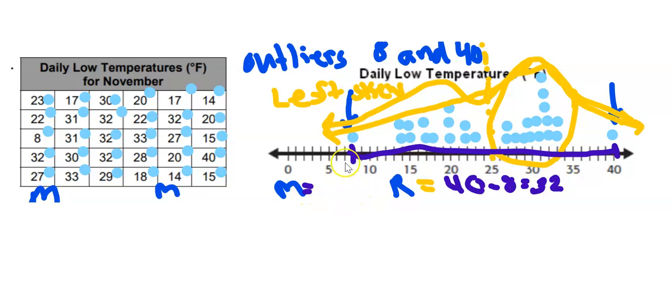Mode is a number that you see the most. So which number on this dot plot has the most dots? So that's this guy right here, and that's going to be number 32.